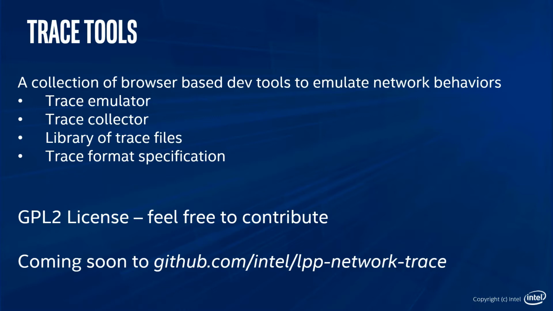The toolkit comes with 4 main deliverables: the trace emulator that replays a network trace and as needed throttles the connection in the browser, the trace collector so anyone can go out and generate their own network trace, a pre-collected set of traces from around the globe. Last but not least is the specification of the file format.